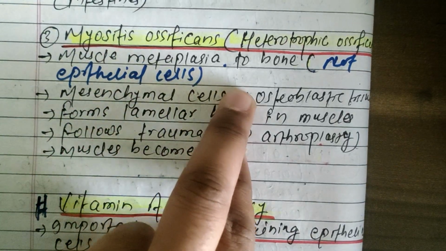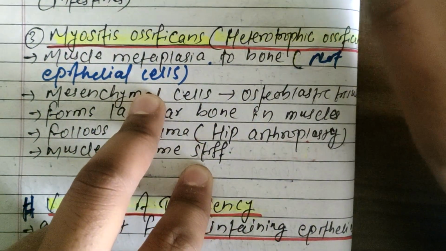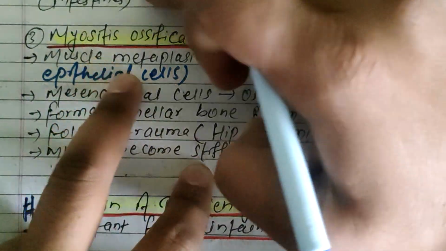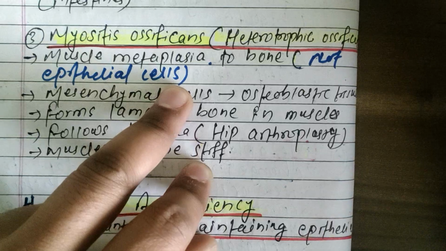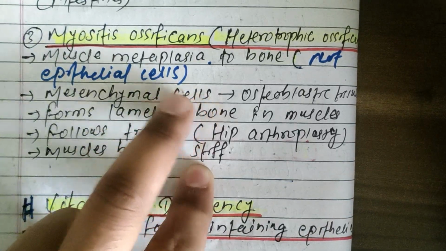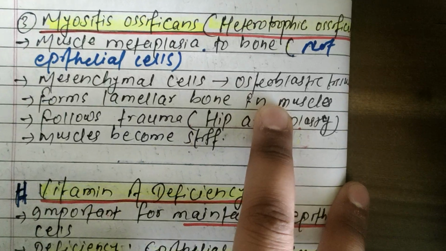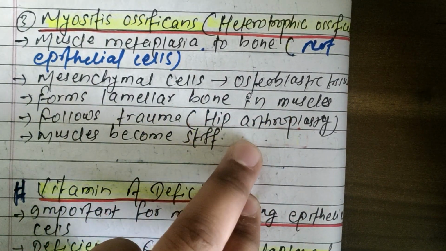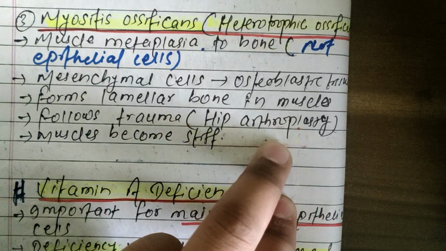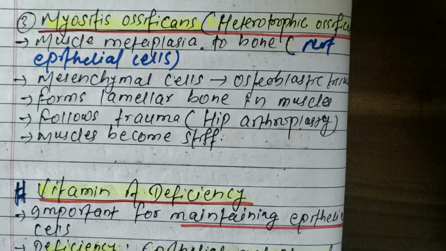Okay, another example is myositis ossificans. This is metaplasia of muscle to bone, not epithelial cells. Metaplasia commonly occurs in epithelial cells, but this is the one exception. Mesenchymal cells are converted to osteoblastic tissue, forming lamellar bone in the muscles following trauma, for example after hip arthroplasty.